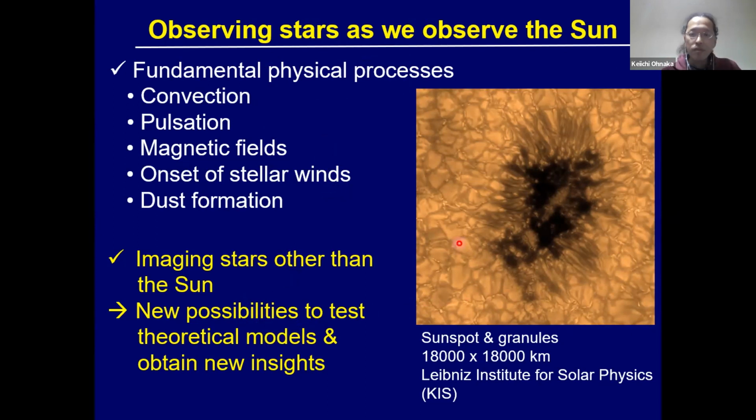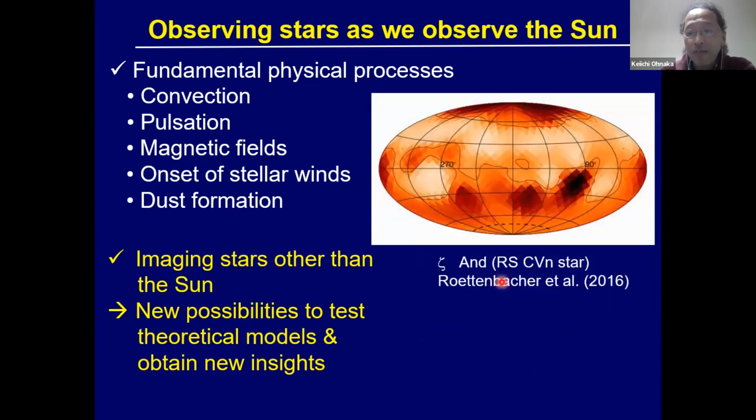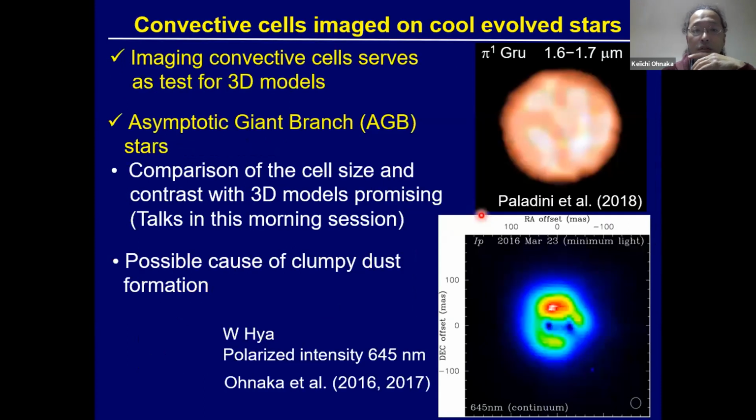And I think we still have a long way to go to achieve this level of resolution. But if we observe star spots on stars other than the Sun, like this RS CVn star Zeta Andromedae published by Rachel Rottenbacher, we can study the magnetic field generation mechanism other than the Sun's. So from the talks of this morning session, imaging convective cells serves as a test for 3D models.